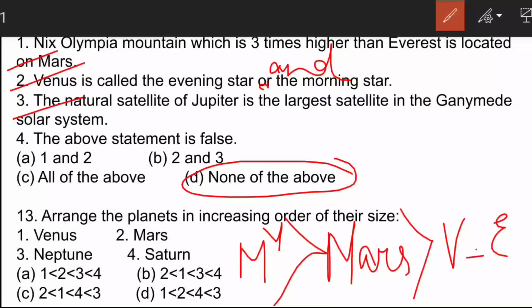And then we have Uranus or Neptune. Then we have Uranus and then we have Saturn. So in terms of size, B will be the correct answer. Mercury is the smallest. In this arrangement, Mars, then Venus, then Neptune, and then Saturn.